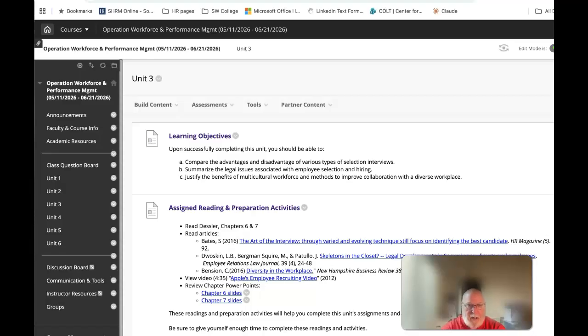Unit 2, we're going to talk a little bit about talent management, and that includes everything from hiring to firing to retiring, and all those things within that framework. And then, of course, we're also going to talk about job descriptions and job analysis, which is important, and we'll talk about that more in week 2.